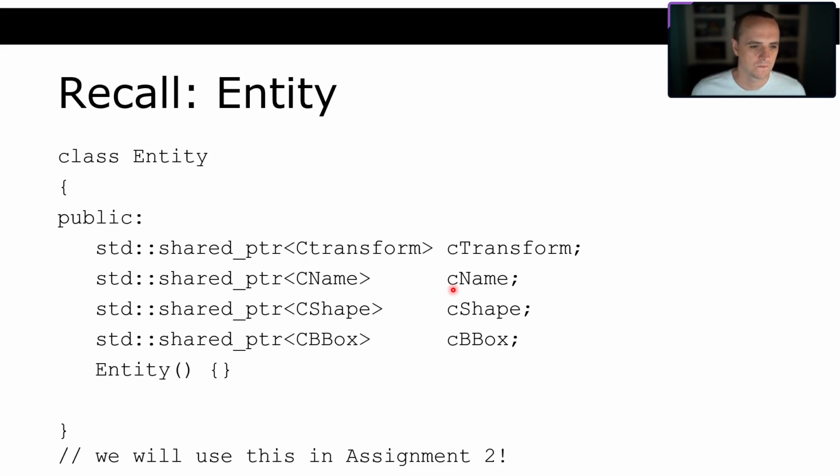So recall this is what our entity looks like. We've got our entity constructor that pretty much does nothing, and we've got our components that are internal to the entity that we can access publicly.